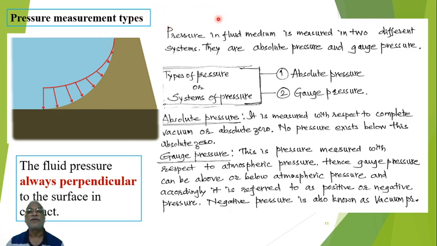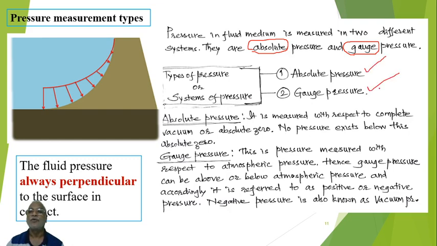The types of measurement, I will read it here. Pressure in a fluid medium is measured in two different systems. There are two ways how the pressure can be given. They are absolute pressure and gauge pressure. One is absolute pressure, it will be mentioned. Another one is gauge pressure. Whenever pressure is mentioned, generally you have to say whether it is gauge or absolute. So types or systems of pressure: absolute pressure and gauge pressure.